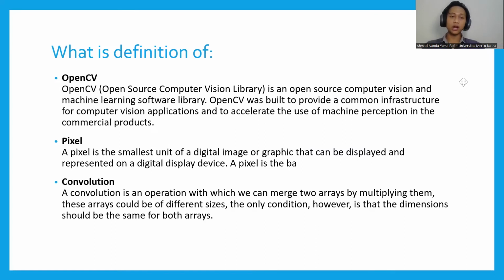The next is, what is the definition of pixel? A pixel is the smallest unit of a digital image or graphic that can be displayed and represented on a digital display device. And the next is convolution. A convolution is an operation with which we can merge two arrays by multiplying them. These arrays could be of different size, and the only condition, however, is that the dimensions should be the same for both arrays. That's for the convolution.